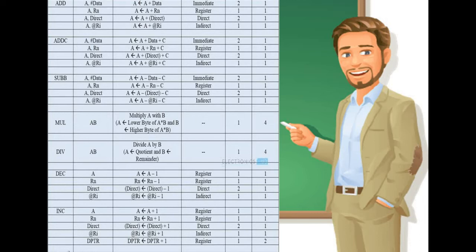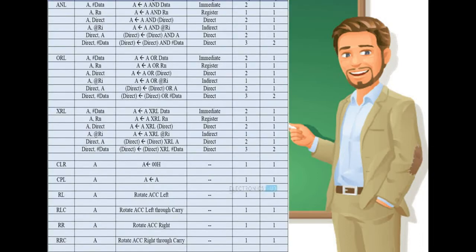So, decimal adjust accumulator. This decimal adjust accumulator is going to adjust the given number in binary form.